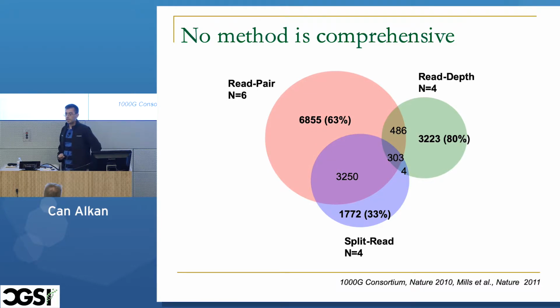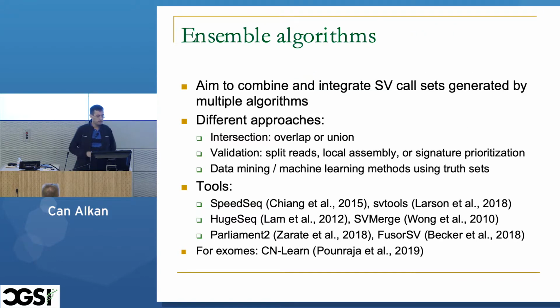Another reason is that no method is comprehensive. Again, this is from the same call set. Using 6 different read-pair-only algorithms, you can find a few thousand deletions, and these are all validated real deletions. You can find fewer using read depth and split read, and their overlap is also very, very small. So the ensemble algorithms basically aim to combine the information coming from different callers.